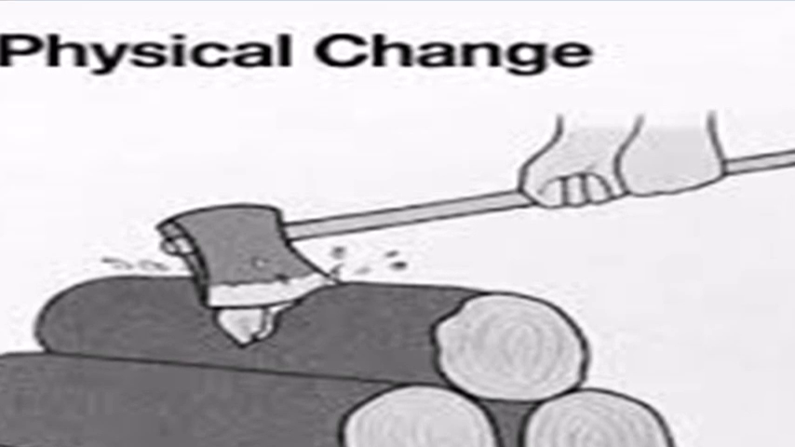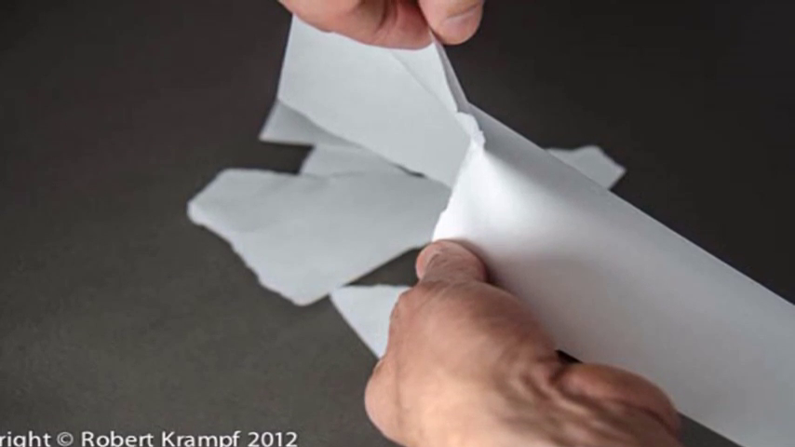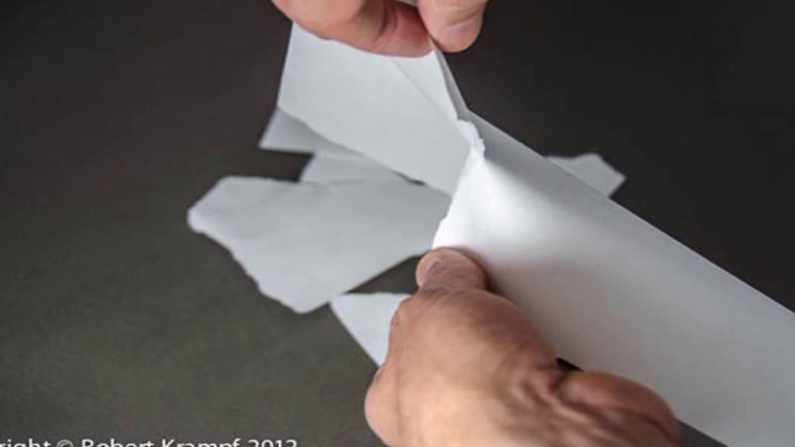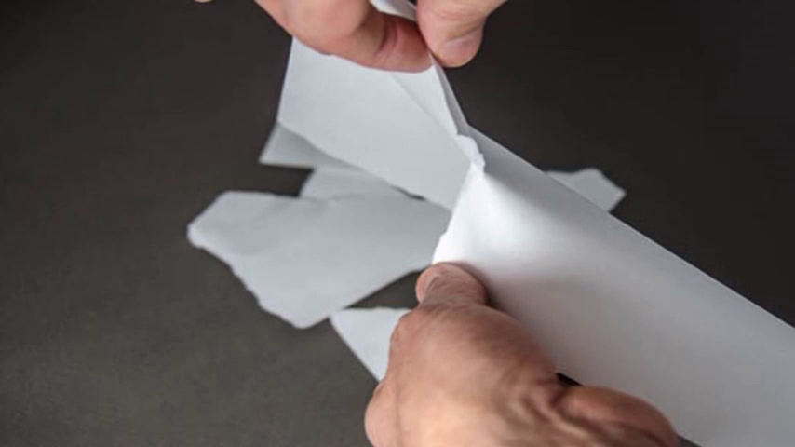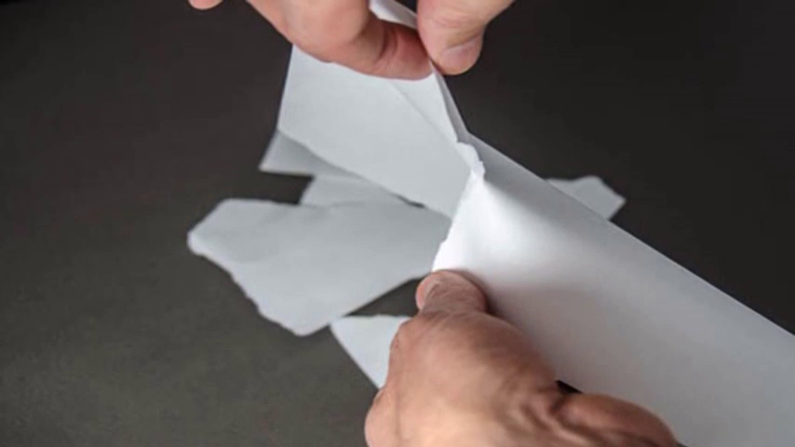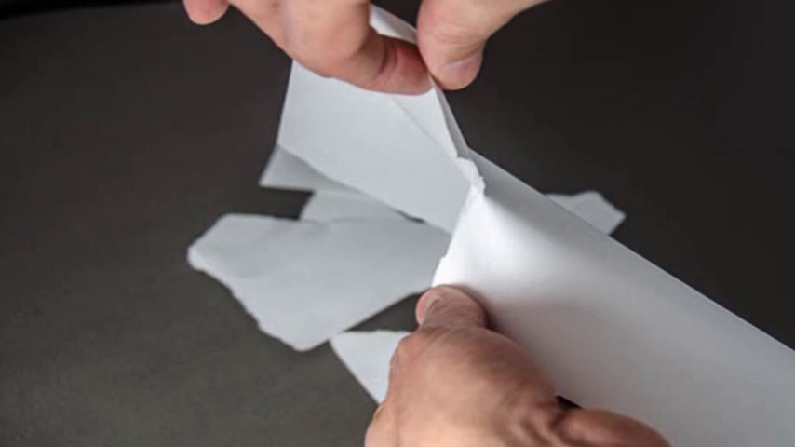The last example of a physical change that we will be looking at is tearing or cutting of paper. When you tear or cut paper, you can always glue it or tape it back to make it look like the original piece of paper again. This does not create a new substance, so it is also a physical change.